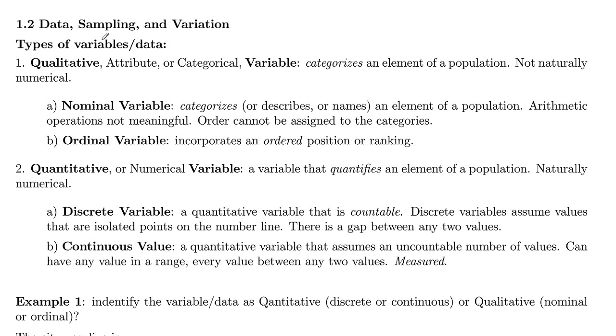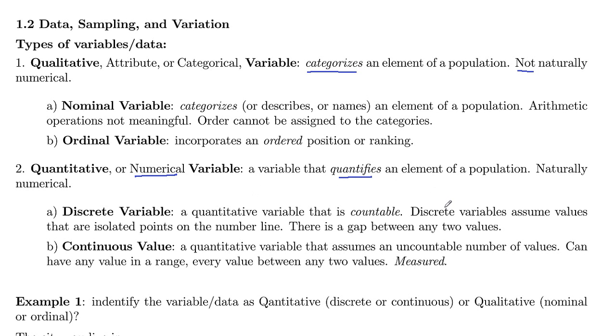We want to spend some time looking at the different types of variables or data, and they'll go together. So if you have data of a certain type, then the variable that represents that data will be the same type. There are two main categories here. Qualitative variables are just attributes or categories. They categorize the elements of the population, and they are not naturally numerical. So categories are qualitative. And then quantitative variables are numerical, and those are variables that actually quantify an element of the population.